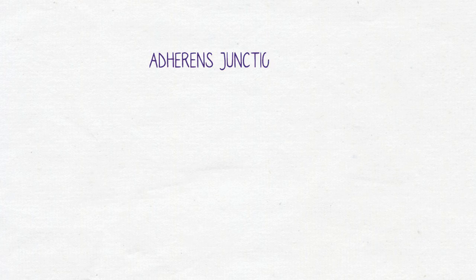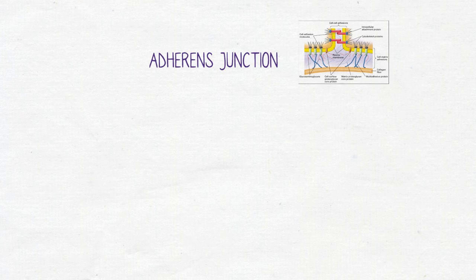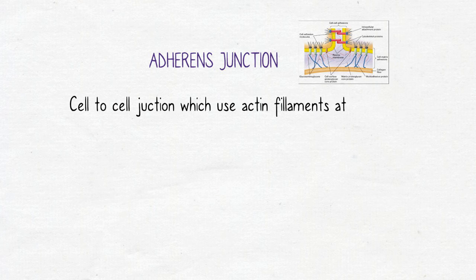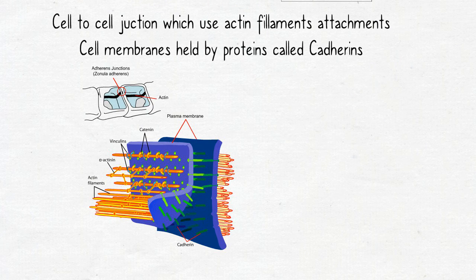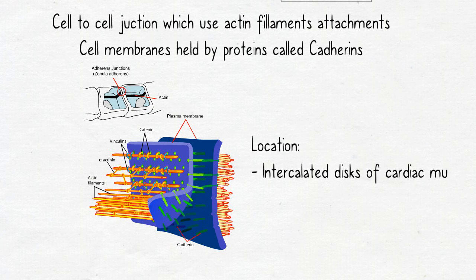Going to the first, which is the adherens junction. This is a cell-to-cell junction which uses actin filaments. In this junction, the membranes of the adjacent cells are held together by some transmembrane proteins called the cadherins. Adherens junctions provide strong mechanical attachment of adjacent cells. They are located in the intercalated discs of the cardiac muscle and the epidermis of the skin.